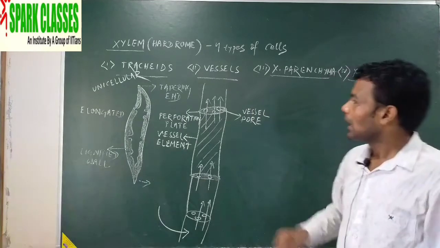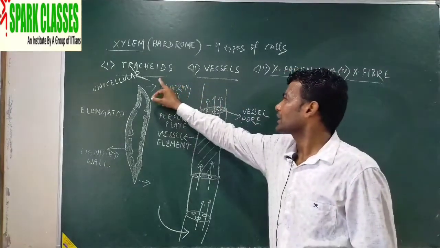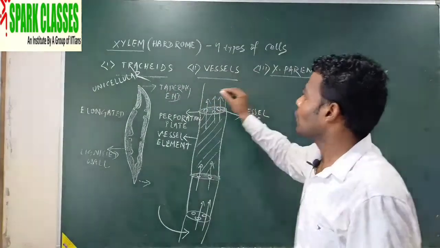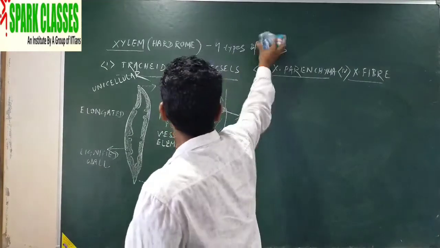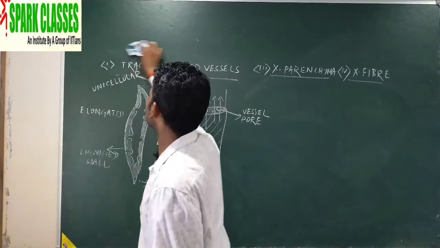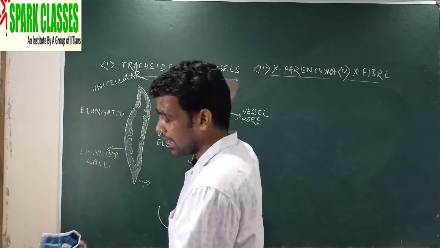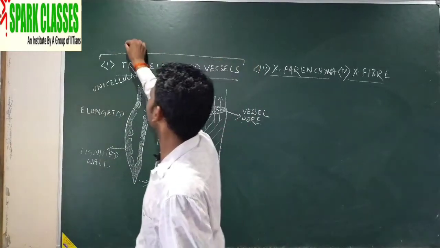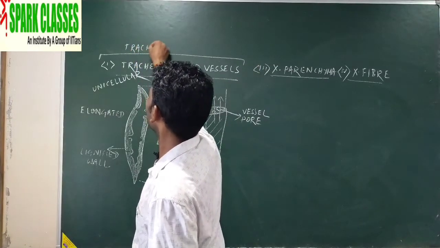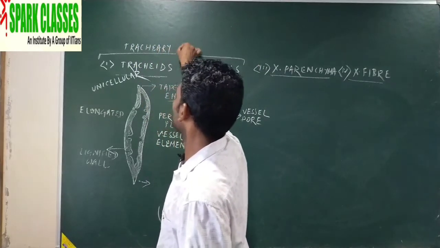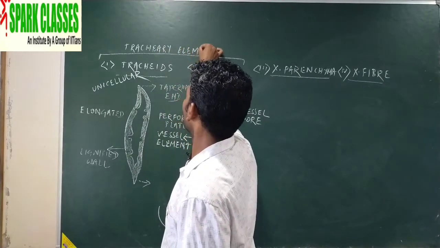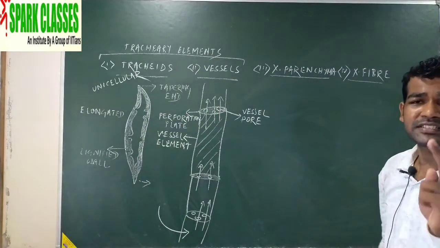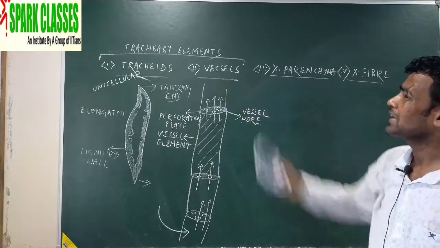And if you compare, out of these four cells I told you, tracheids, vessels, xylem parenchyma, and last is xylem fiber, only the first two, tracheids and vessels, help in conduction of water, and the last two provide support. The first two only help in conduction of water, so these are called tracheary elements. Sometimes a question comes: what are the tracheary elements? Tracheary elements are made of two types of cell, that is tracheids and vessels.